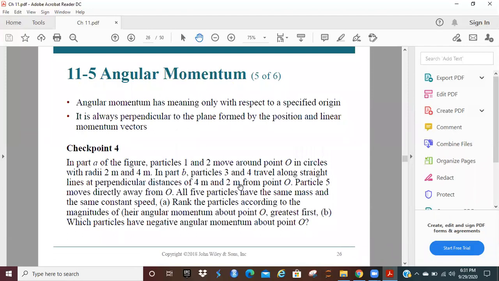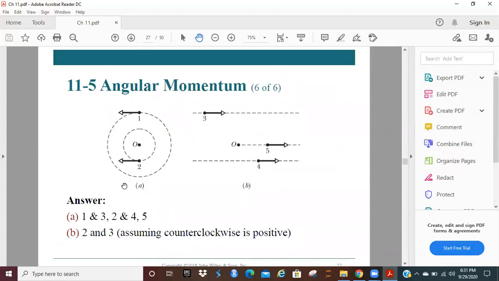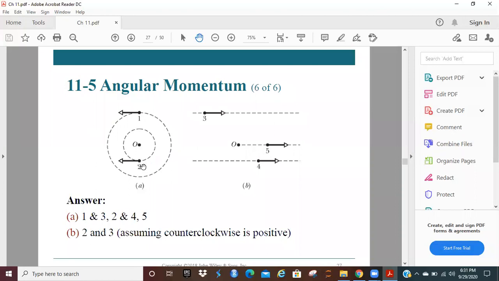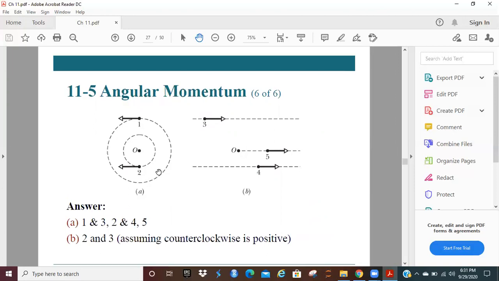Angular momentum has meaning only with respect to a specified origin. It is always perpendicular to the plane formed by the position and linear momentum vectors. So we're going to take a look at this figure right here. We've got a particle moving this way and another particle moving this way. They're moving around in circles with a radius of 2 millimeters and 4 millimeters. So this point here is 2 millimeters away from O, and this is going to be 4 millimeters away from O.